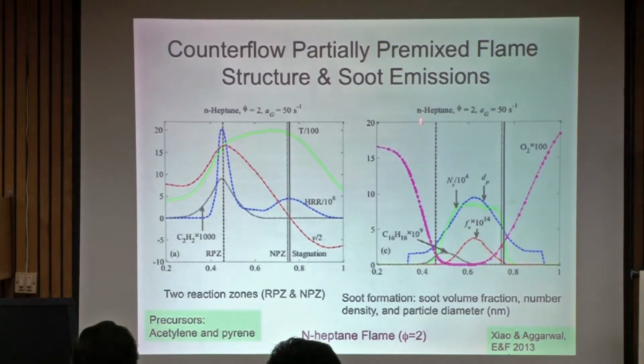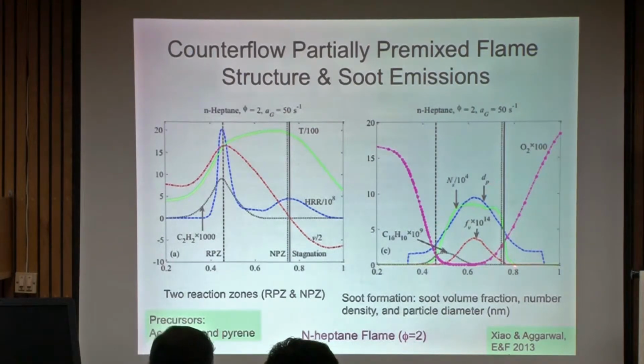So the same flame is shown here for different properties. Again, this is the rich premixed flame location, and the non-premixed. So most of the soot formation and oxidation occurs between the rich premixed and the non-premixed flames. So that was a very interesting result.